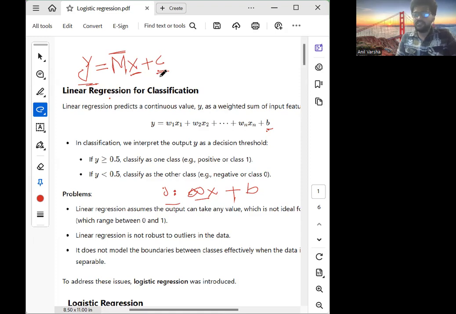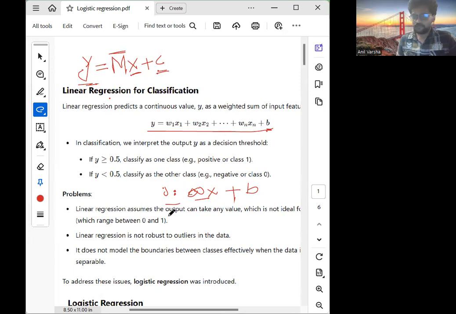But the problem, see here: if y is greater than or equal to 0.5, it is classified as one class. If y is less than 0.5, it is classified as the other class. If it is binary classification, it works really fine. We already knew this. And there is also multiple linear regression, w1 x1 plus w2 x2, and so on, up to wn xn, plus b, which is a multiple linear regression.